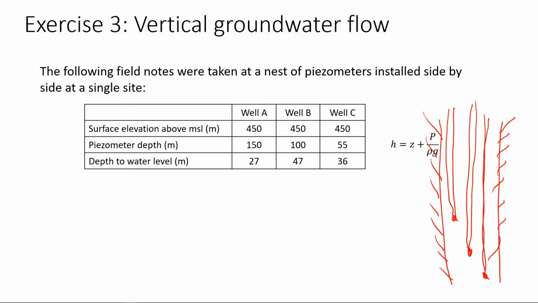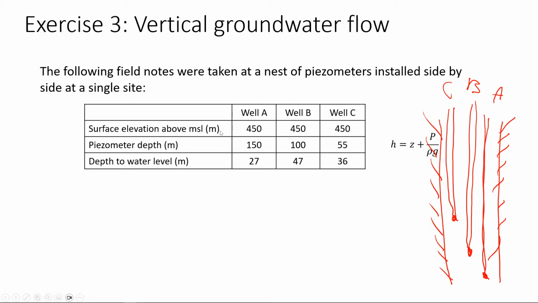Let's call, for example, the piezometer depth: the deepest one is A, then B, and then C. That would be the piezometer depth. That's called a nested piezometer, or a nest of piezometers.